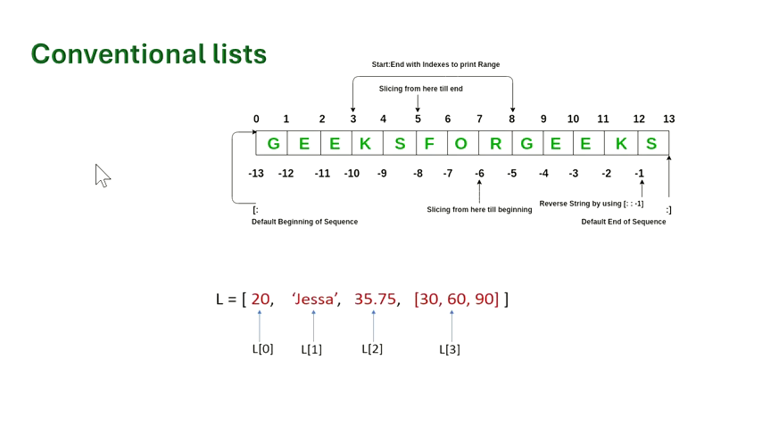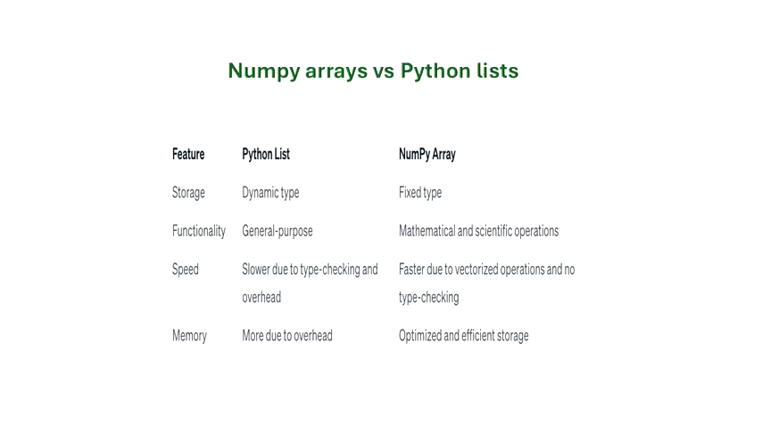In the Python list, you can use different data types, like one list containing integers, floating points, strings, then array of different elements, and so on. Let's see the differences between Numpy arrays and Python lists.